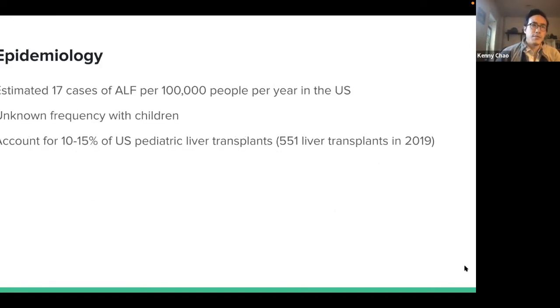It's hard to find out numbers and incidence of pediatric acute liver failure. There's 17 cases of acute liver failure per 100,000 people per year in the US, and this is across all age ranges. Unknown frequency in children, it does account for 10 to 15% of US pediatric liver transplants. And in 2019, there were only 551.